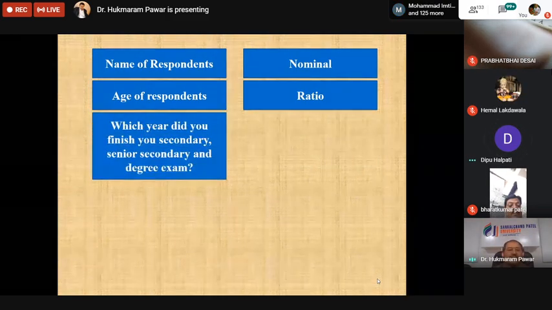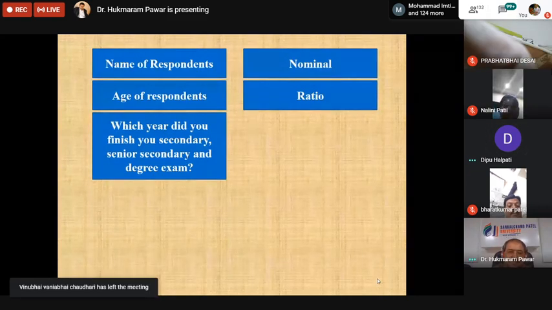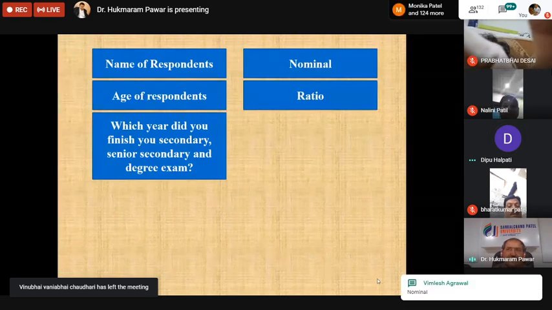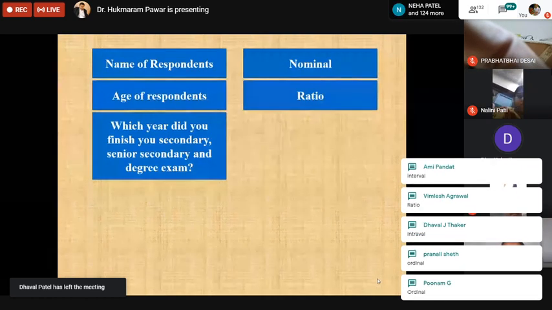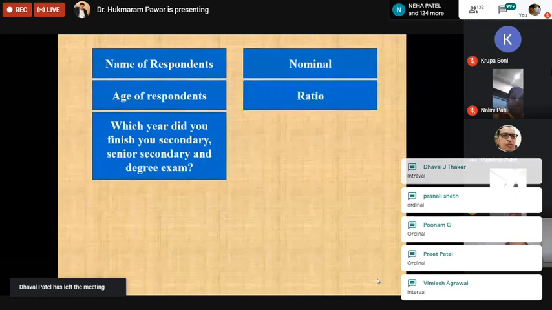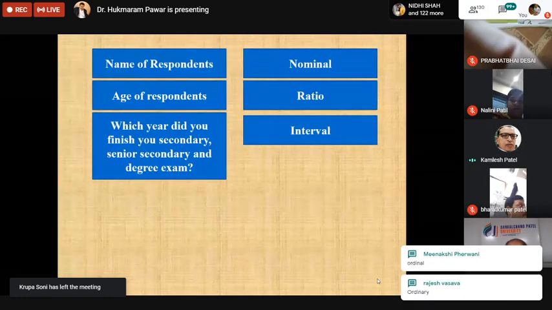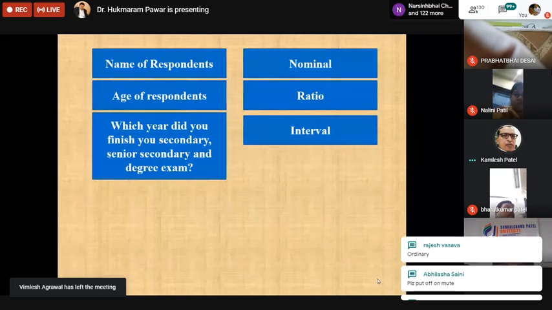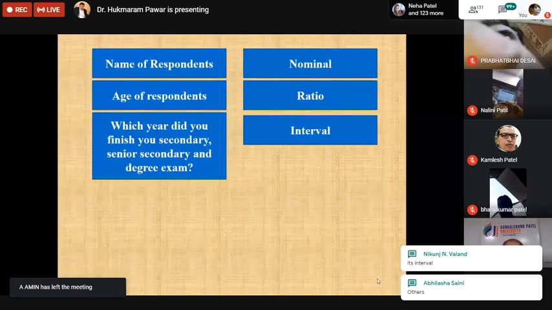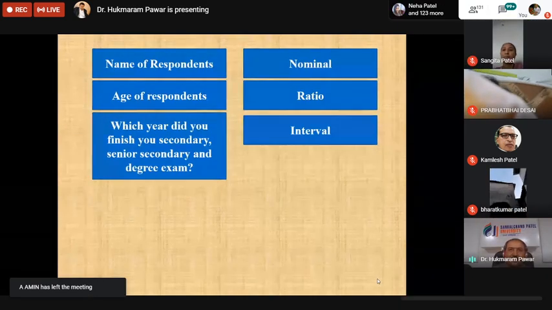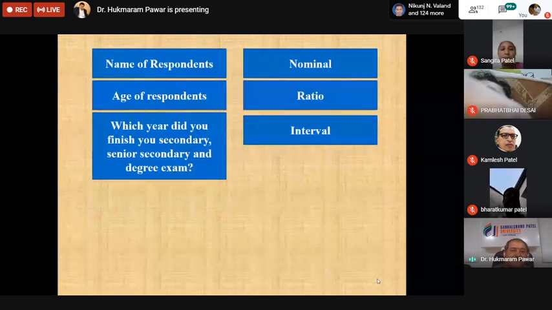Then, which year did you finish your secondary, senior secondary, and degree exam? If you are getting the answers in years, then this kind of data is interval data, because your answer is in a year. So 2000, 2004 and 2006. Here 2004 is not double 1002, you cannot say this. Here the interval is at equal places.